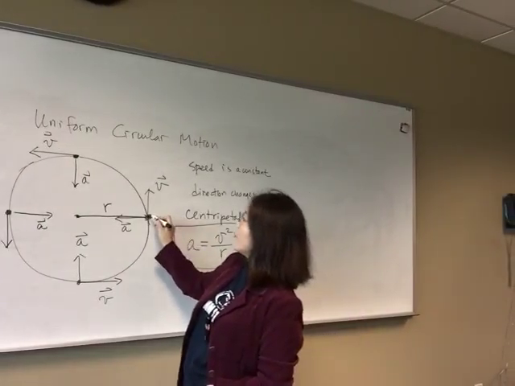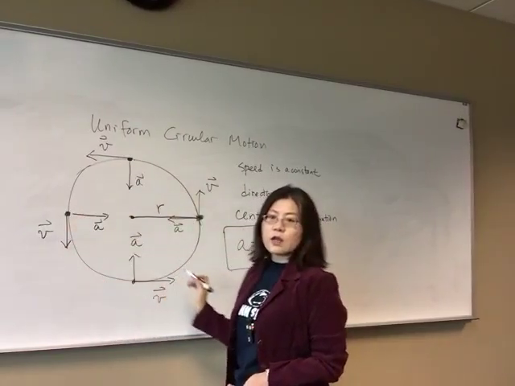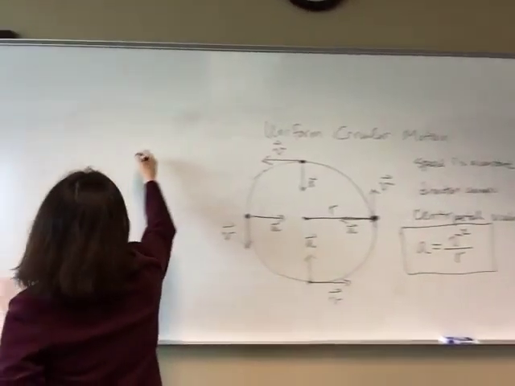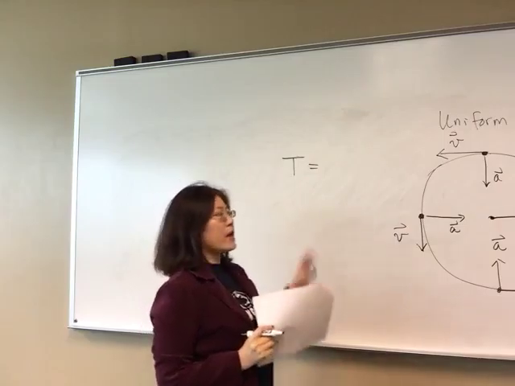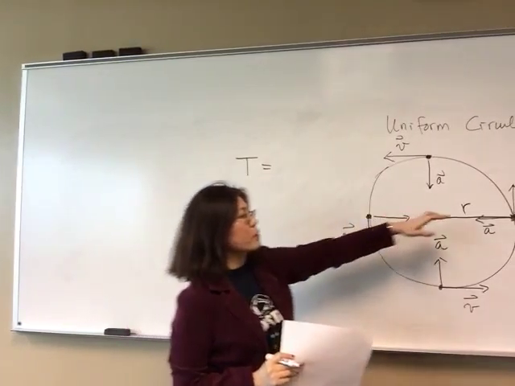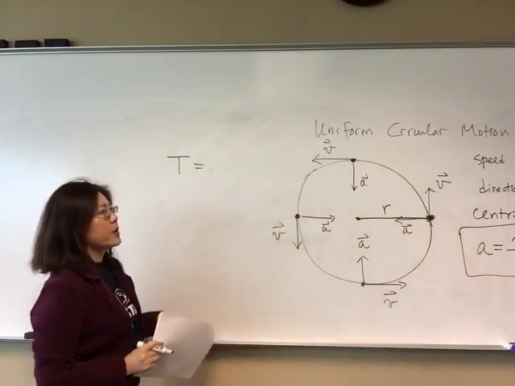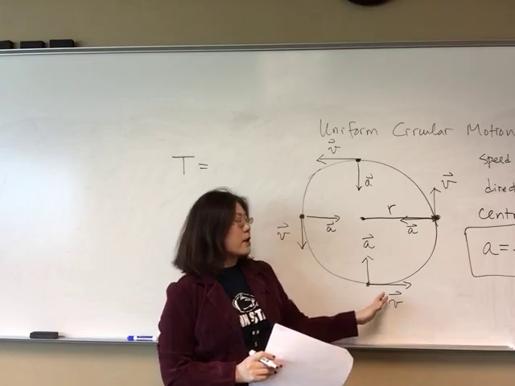Period is the time for the particle to make a complete circle, right? One revolution. How much time is required? So your T, we use capital T to indicate that's a period, the amount of time that the object takes to complete one circular motion. So your T here would just be the distance traveled by the object divided by the velocity.